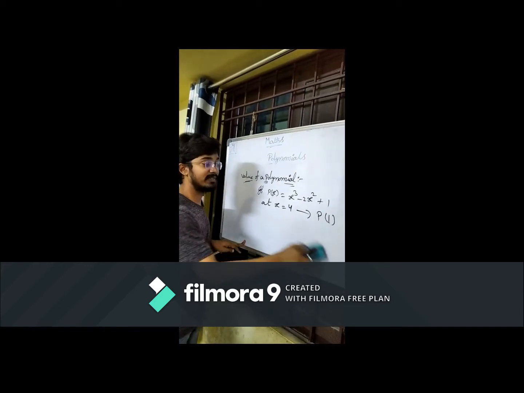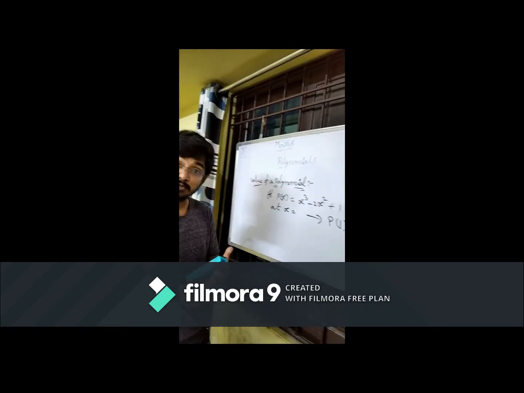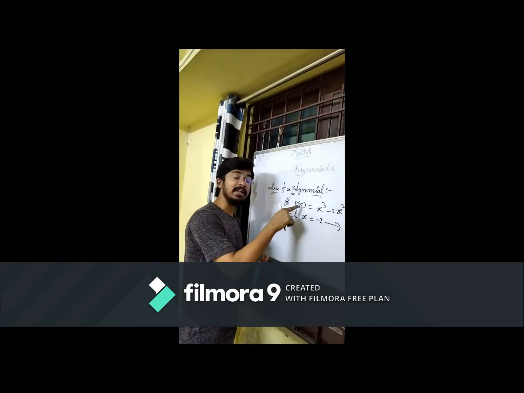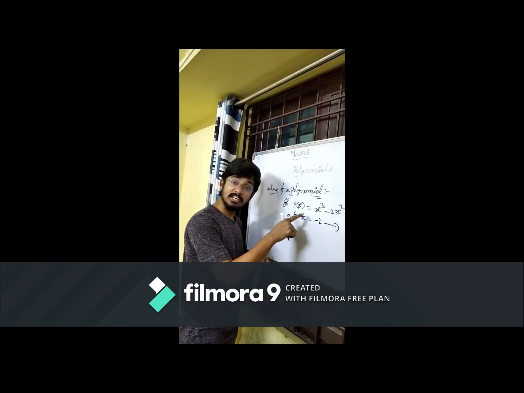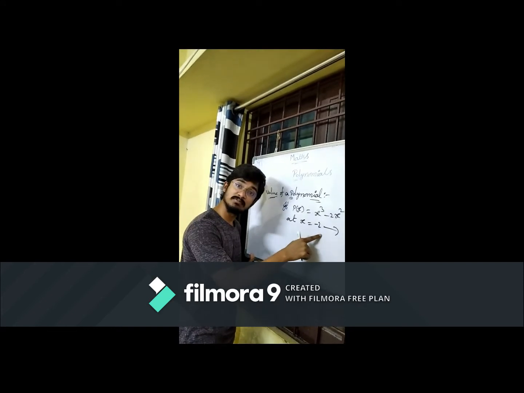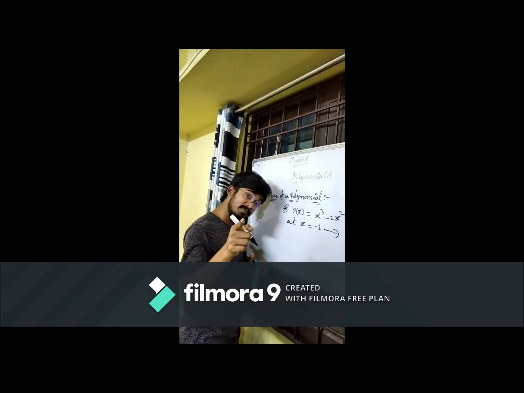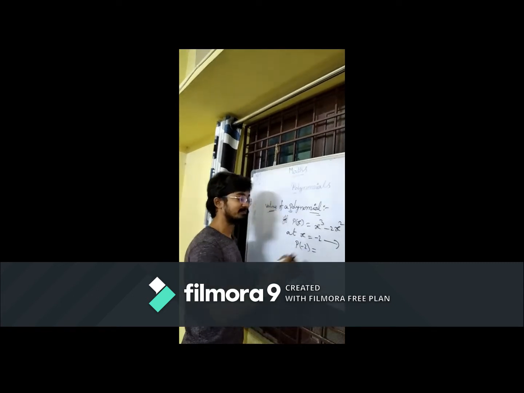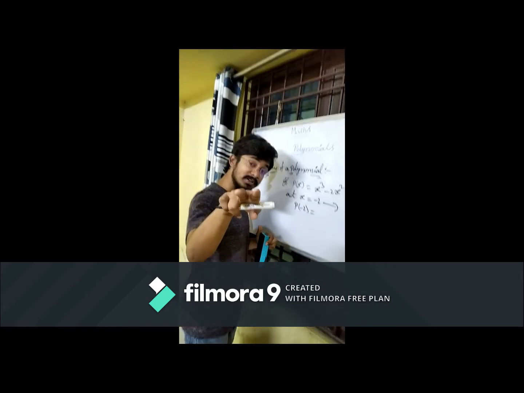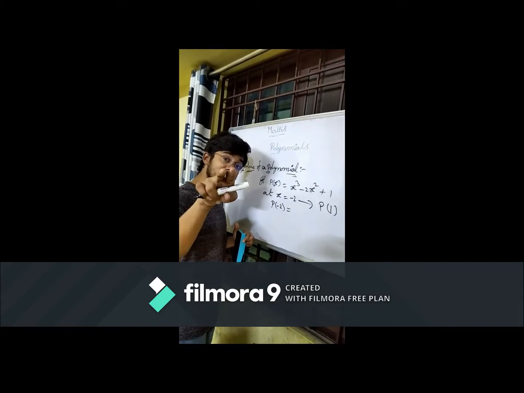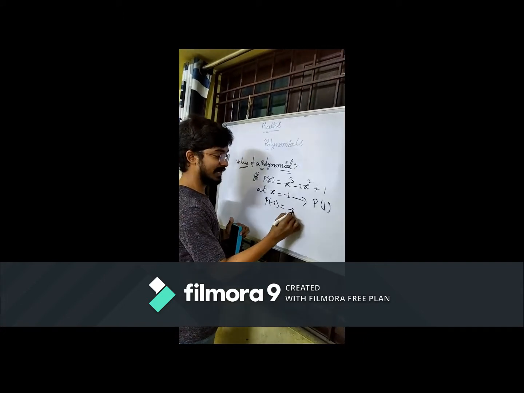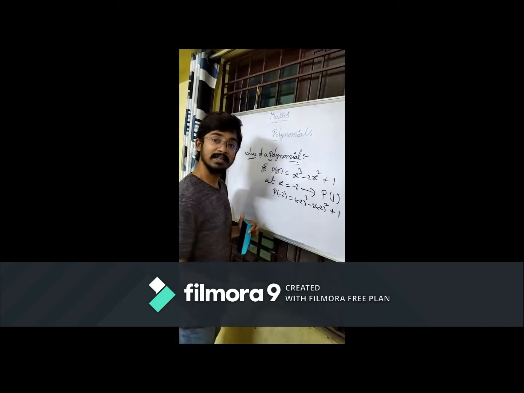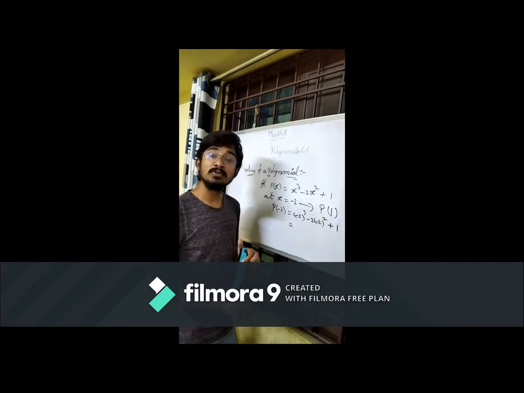In the same way, find the value of polynomial p of x at x equals minus 2. So you have to find the value of p of minus 2. P of minus 2 means minus 2 is replaced in the place of x: minus 2 whole cube minus 2 into minus 2 whole square plus 1.